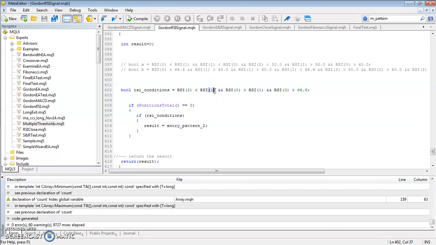So what it does is it measures that the previous candlestick from 0 is greater than its previous candlestick, which is 2. So this one needs to be greater than this one, and the current candlestick needs to be greater than its previous, which is 1, and the current candlestick that we're in, the RSI value, should be greater than 66.6. It triggers a signal when there aren't any open trades. If the RSI condition is met, is true, then it would signal open trade.